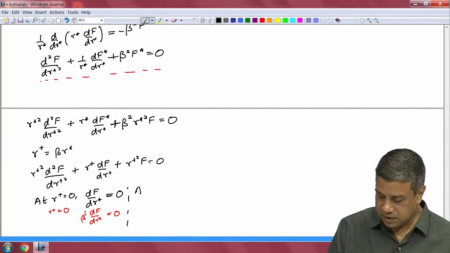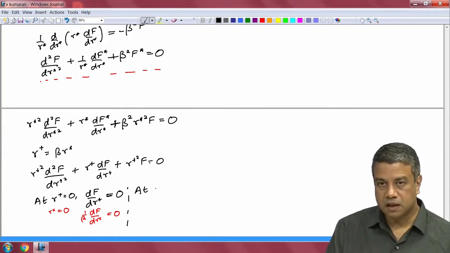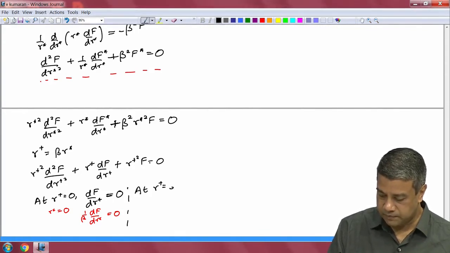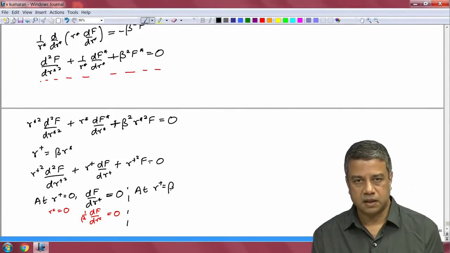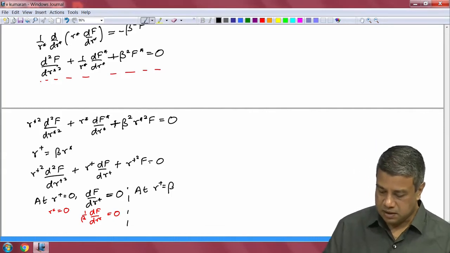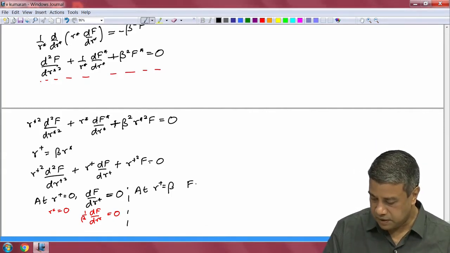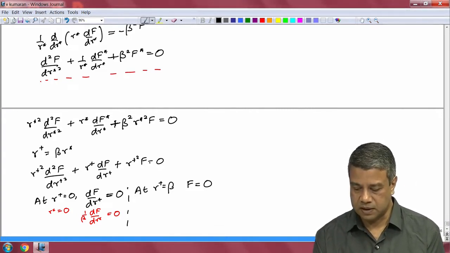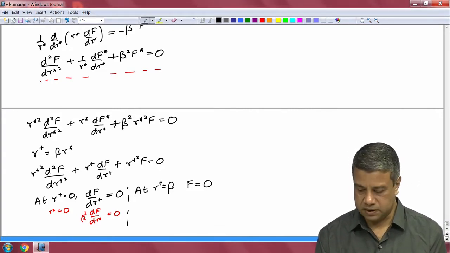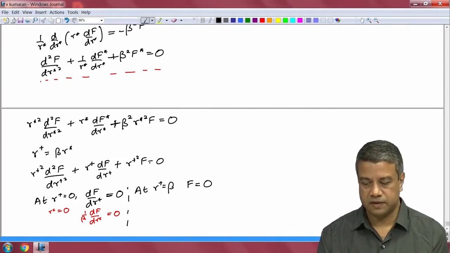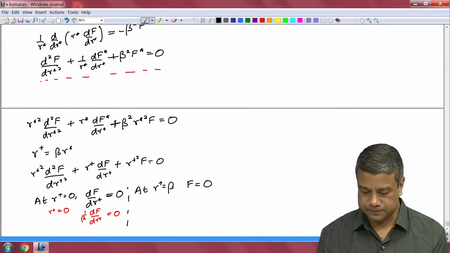The second boundary condition is that at r star equal to 1, r plus is equal to beta. At r star equal to 1, r plus is equal to beta. At this point, f has to be equal to 0. f has to be equal to 0 at r plus equal to beta.